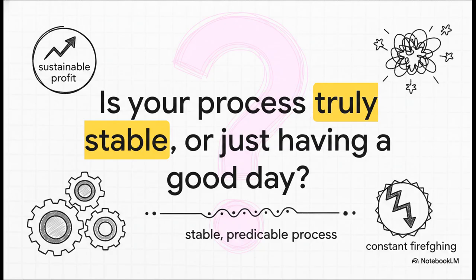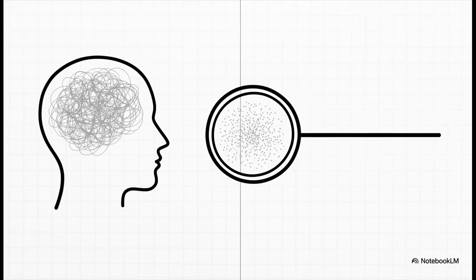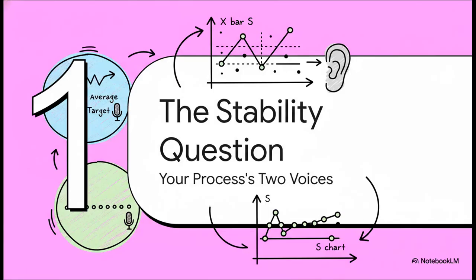And really, the only way to know for sure is to listen to what your data is telling you, not what you hope it's telling you. In today's world, just relying on your gut feeling is a huge liability. The goal is never to guess. The goal is to know. And to do that, you need a precision tool, something that can cut right through all the noise in your process and give you a clean, clear signal. And that, right there, is where the XBAR S chart comes into play.